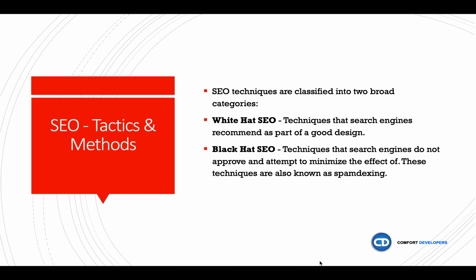So, what are the tactics? We are talking about tactics and methods. SEO techniques are classified into two broad categories: white hat SEO and black hat SEO. White hat SEO techniques are those that search engines recommend as part of good design. Black hat SEO techniques are those that search engines do not approve of and attempt to minimize the effect of, also known as spamdexing.